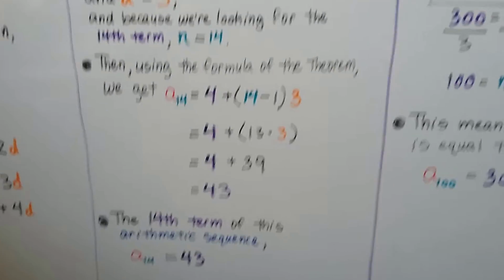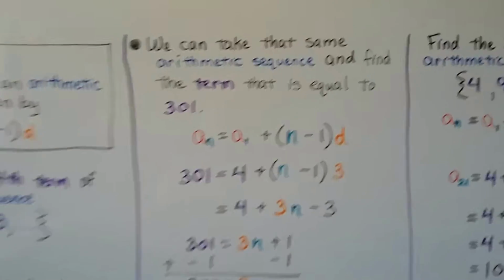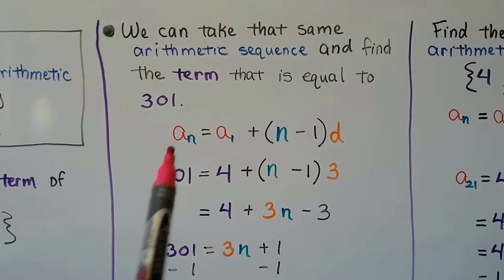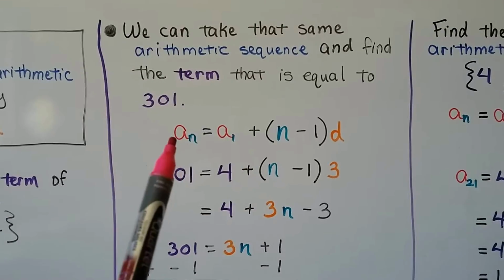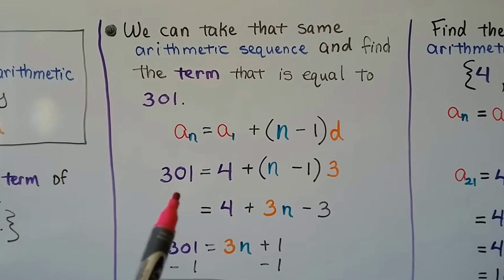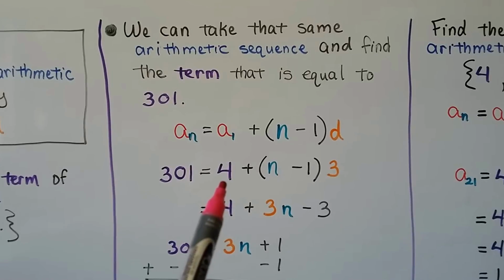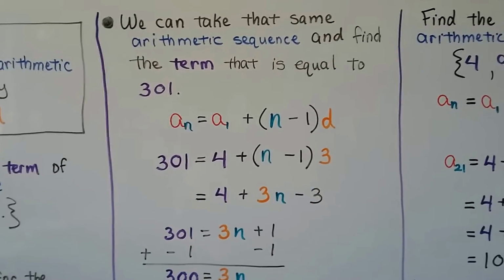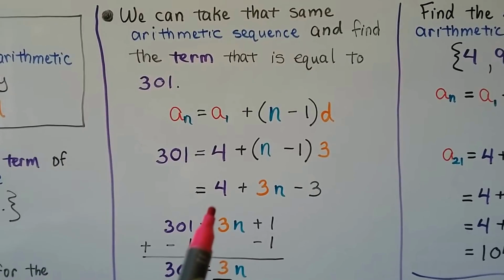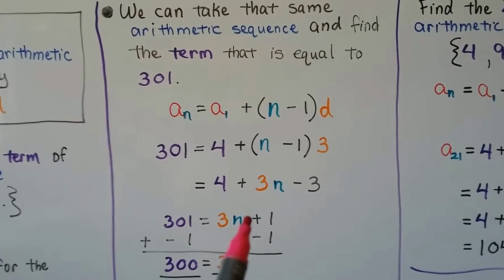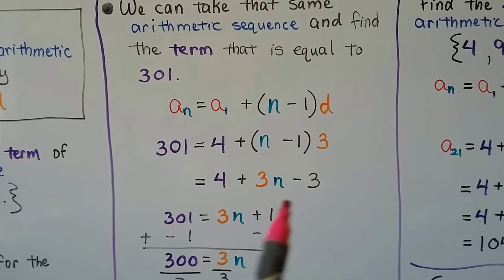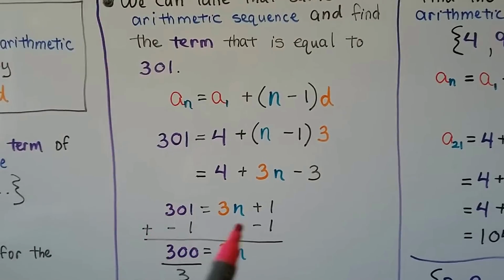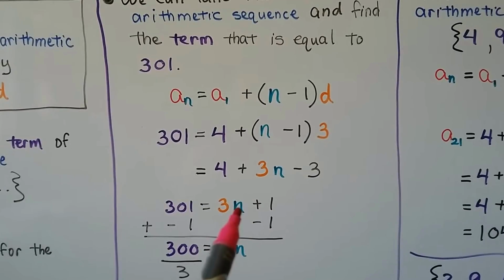Okay? We can take that same arithmetic sequence and find the term that's equal to 301. So here's our formula from the theorem. We know a sub n is equal to 301. We know the first term is a 4. We know the d is a 3. When we simplify this, we get 3n plus 1 because we have a 4 minus a 3. So there's our plus 1. And on this side, we have 301. So we can get rid of this 1. We want to solve for n, don't we?